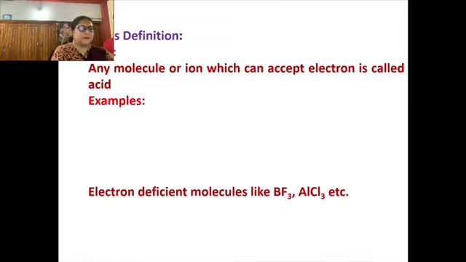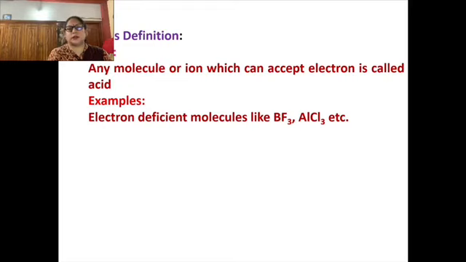The main examples are electron deficient molecules, which are considered as acid according to this definition. Here we have BF3 and aluminium chloride. BF3 means boron trifluoride, and aluminium trichloride. In both the cases, the central atom is boron in case of BF3 and aluminium in case of AlCl3. Around the central atom, there are only 6 electrons. Since we have 3 BF covalent bonds in BF3, and in aluminium we have 3 AlCl covalent bonds, and one bond means 2 electrons, with 3 bonds that means 6 electrons are present.